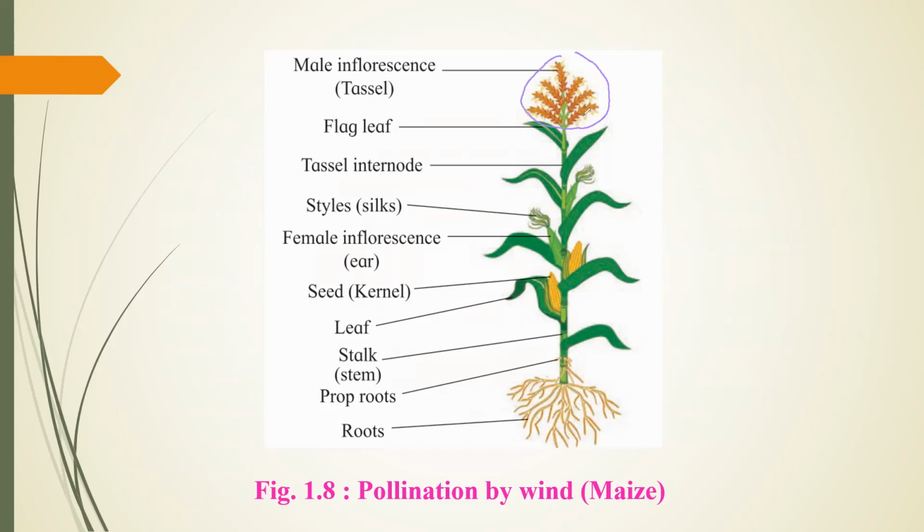In the inflorescence we are going to observe the stamens are long, so that the pollen grains are going to be transmitted over a longer distance. Then here we are having the flag leaf. Okay, flag leaf. Then tassel internode. Then here we are having the female reproductive structure, the female inflorescence, in which there is the style. Okay, style. So it is going to catch the pollen grains.